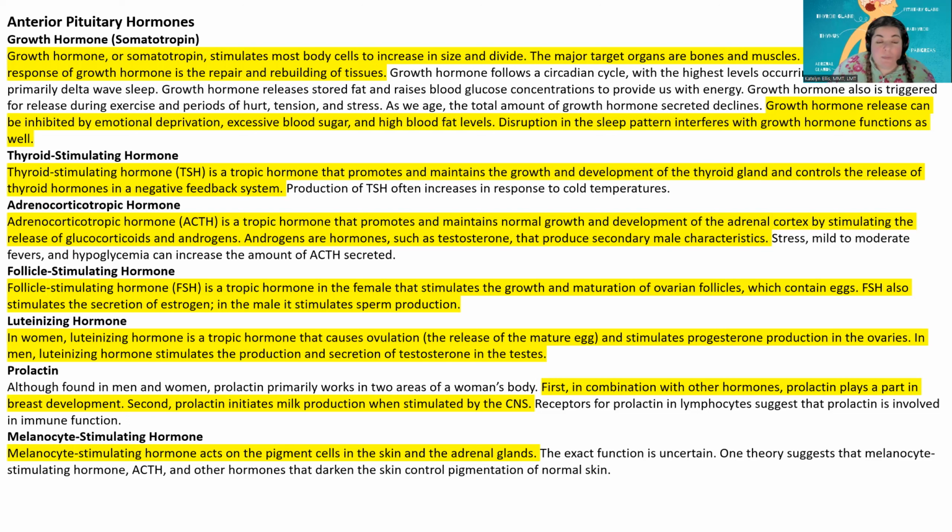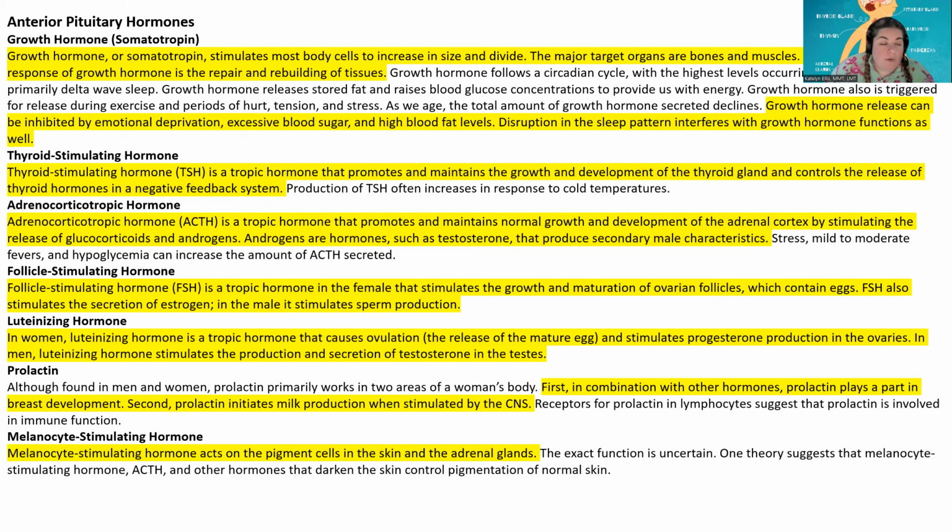Prolactin is found in both men and women, but primarily has a stronger effect in women. It plays a part in breast development, and it also initiates milk production when stimulated by the central nervous system. You may have recalled from our other assignment that prolactin helps with milk letdown, but oxytocin and stuff also play a role in all of this. Receptors for prolactin in lymphocytes suggest that prolactin is also involved in immune function. We don't have a lot of research about that yet, but it's pretty cool.